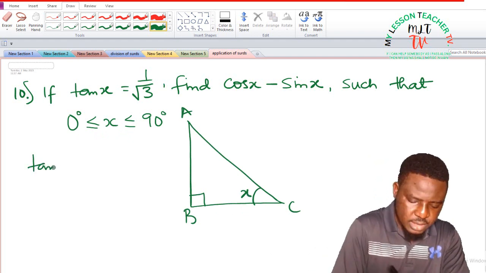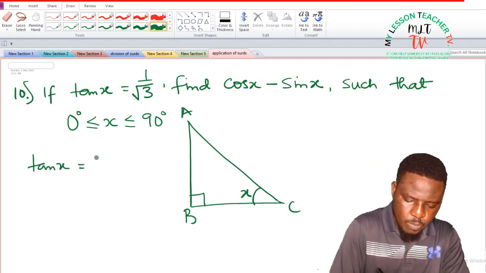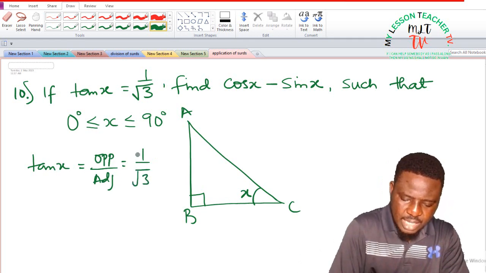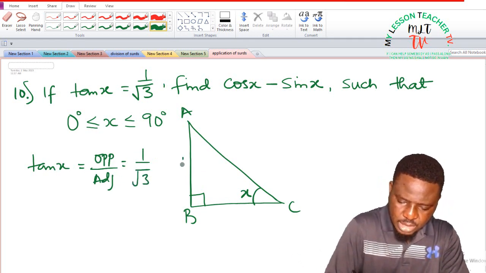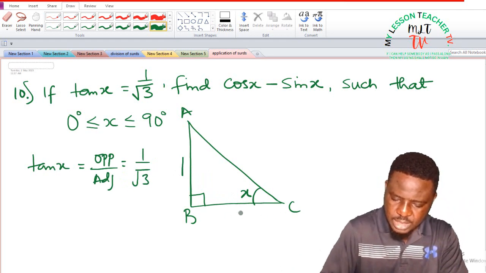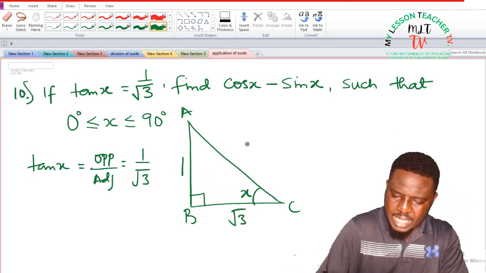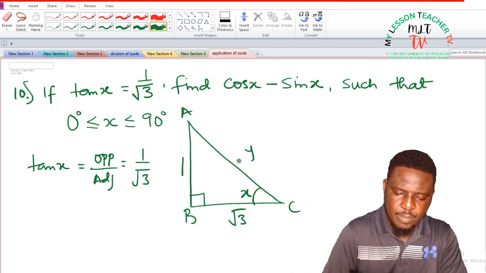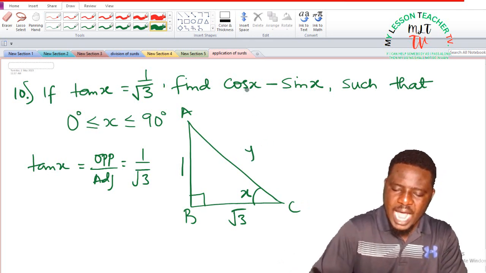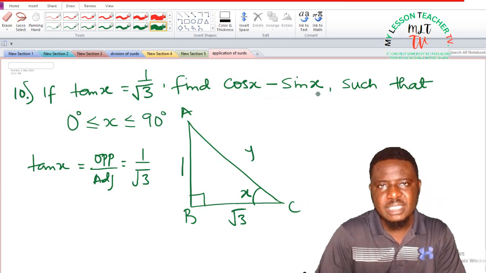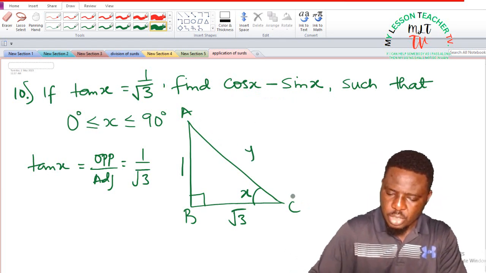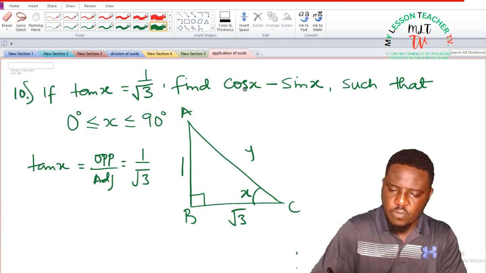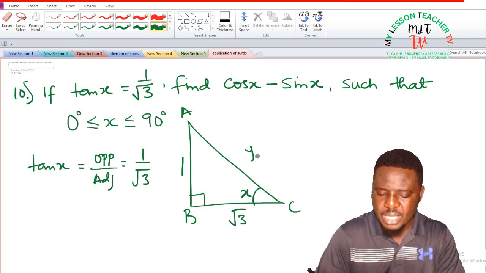So if this is x, it therefore means that tan x, which is equal to opposite over adjacent, is equal to 1 divided by root 3. That means that the opposite side, which is this side AB, is 1, while the adjacent side, which is BC, is root 3. So all I need to do is to find the side AC. AC, let it be y. For the hypotenuse has a relationship with cos x and sin x. So once you're able to get your AC, you can then solve for cos x and sin x.